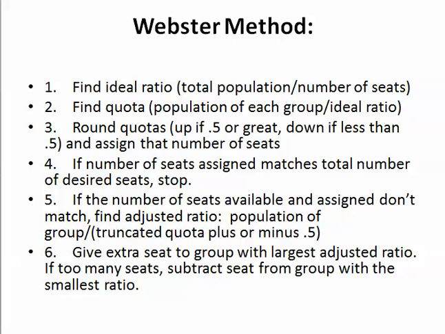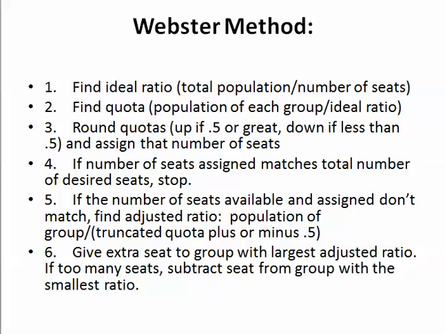Now let's compare this to what happens using the Webster method. The Webster method starts out very similar. We're going to find the ideal ratio, which is where we took the total population divided by the number of seats. We're going to find the quota by taking the population of each group, dividing it by our ideal ratio. Here in number 3, we're going to round the quotas. That means if it's 0.5 or greater, we're going to go up. If it's less than 0.5, we're going to go down. And that's going to be our initial number of seats.